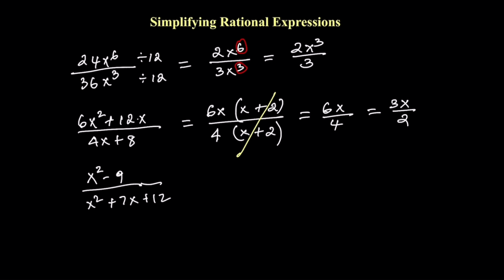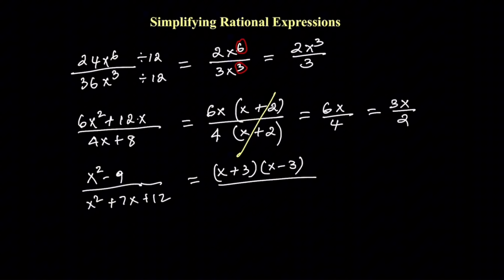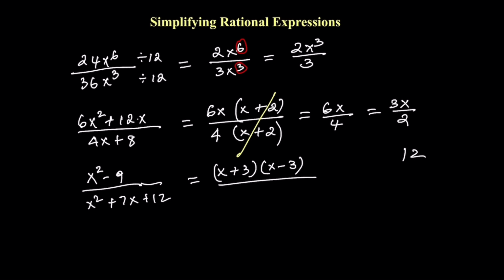Next example, we have x squared minus 9 over x squared plus 7x plus 12. Start by factoring completely. The numerator is a difference of squares. X squared minus 9 becomes x plus 3 times x minus 3. Now factor the denominator. We need two numbers that multiply to 12 and add to 7. That is 3 and 4. So we get x plus 3 times x plus 4.